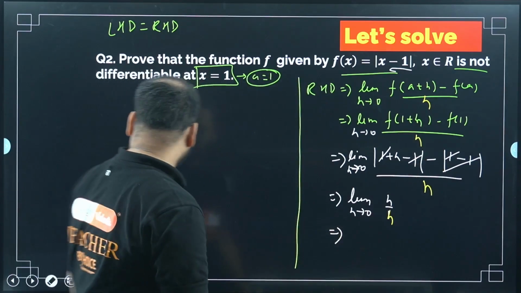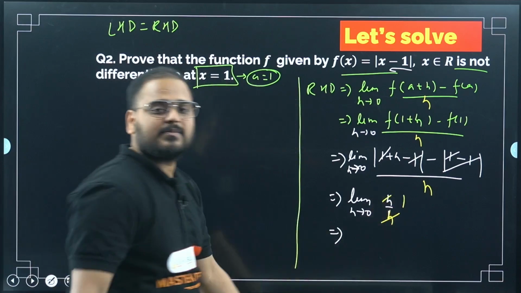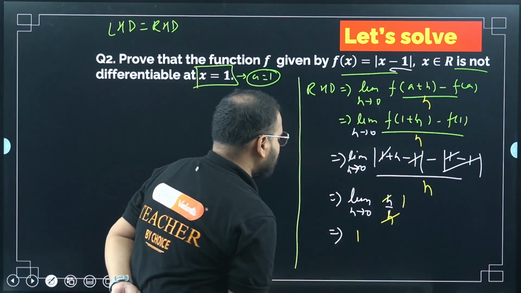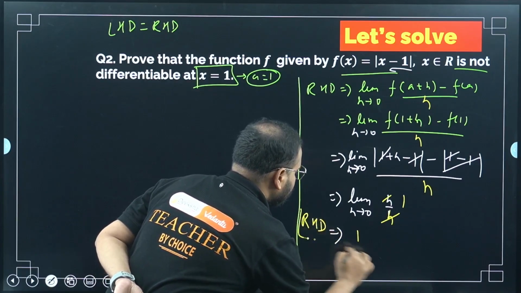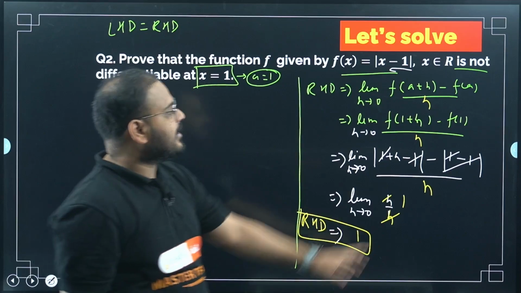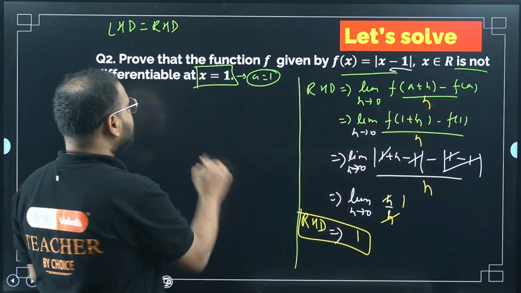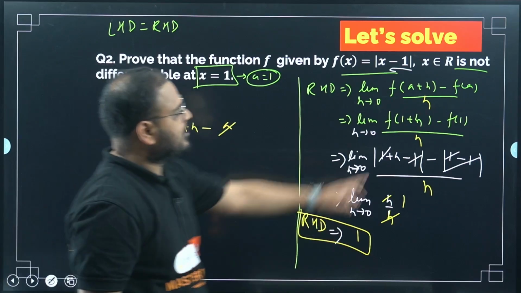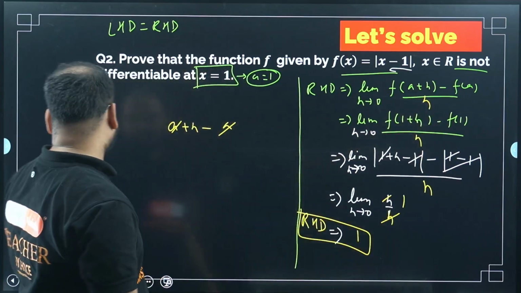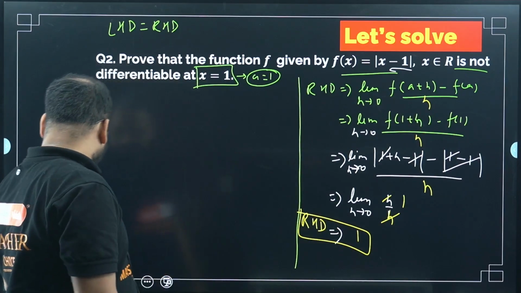Answer is not 0. Answer is 1. When I got the answer 0, I got confused. Answer should be 1. What is my limit? 1. So what is this value? This value is my RHD. Please forgive me, I made a mistake in the formula of RHD. It should be f of a plus h minus f of a upon h. Remember this, it was nothing but like this: a plus h minus a goes out, answer is h, right? I hope you understand this.